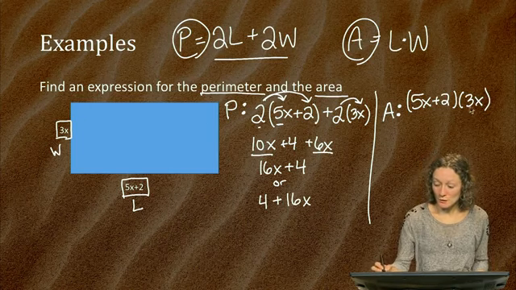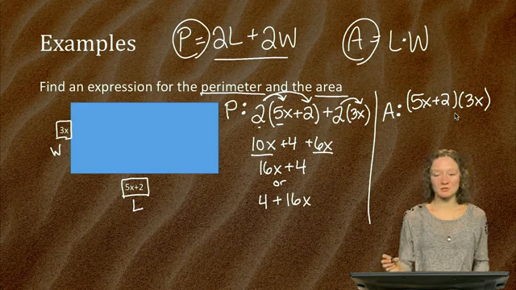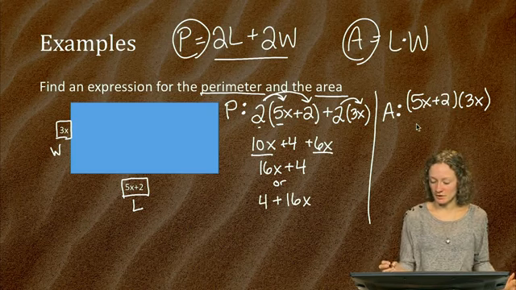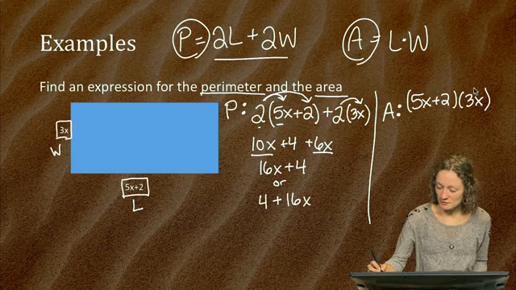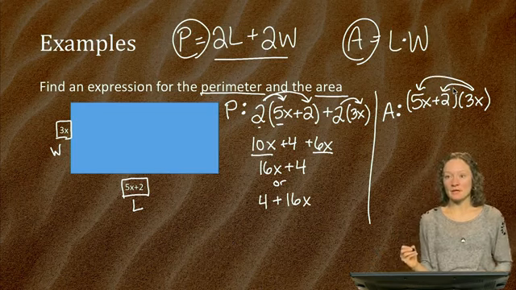If you wrote the 3x in front of the parentheses holding 5x plus 2, that's also fine. It's the same thing. Multiplication can happen in any order. You'll still get the same result. So to simplify this, I'm going to distribute. Distributing can happen in either direction.